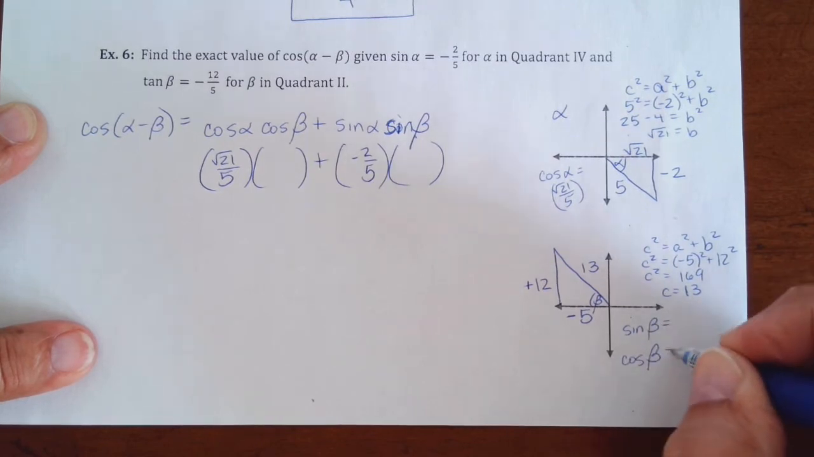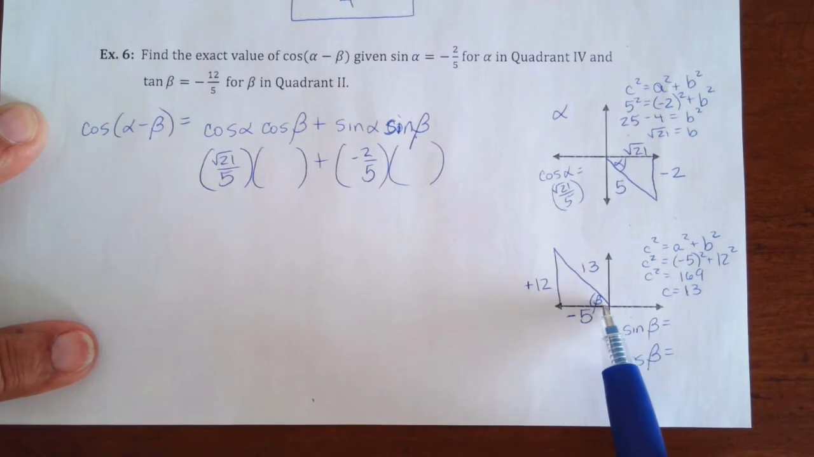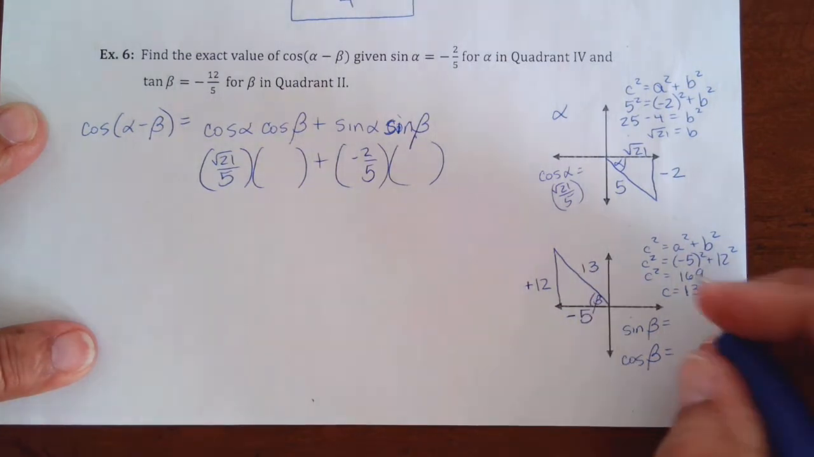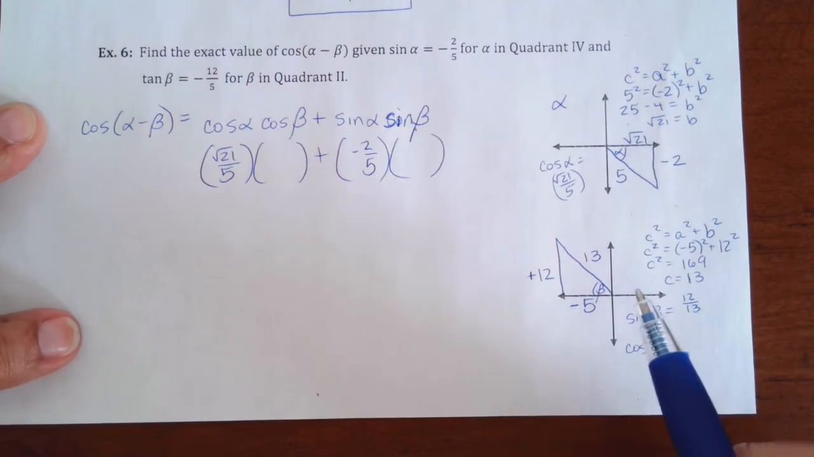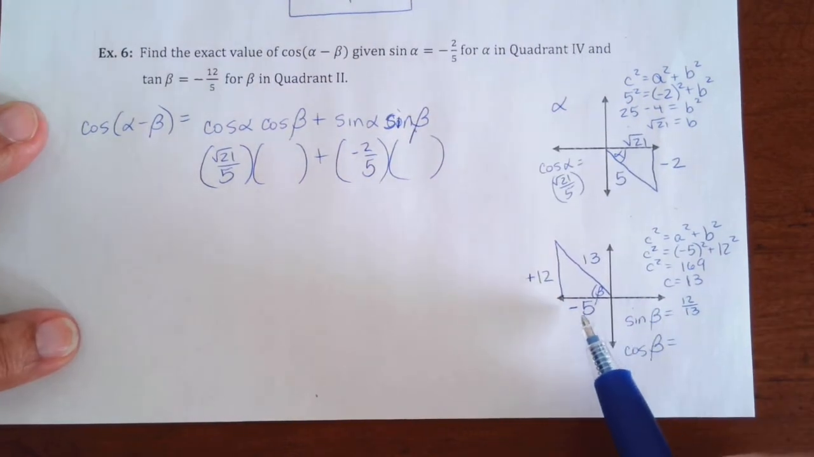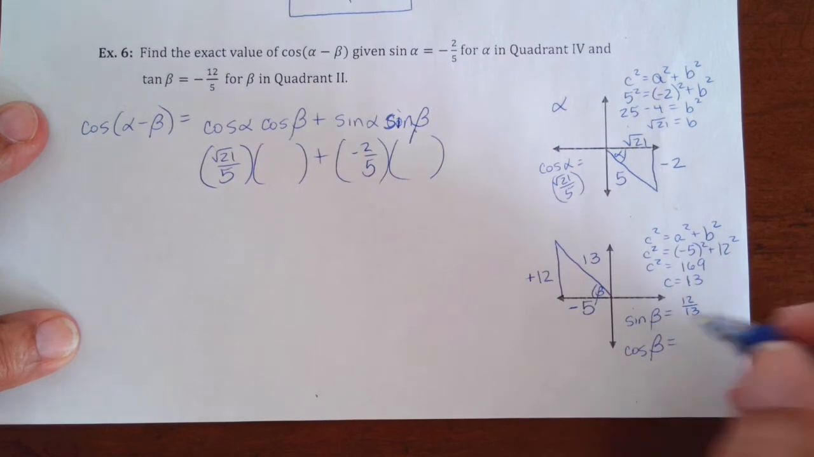Now we have our information. The sine would be opposite over hypotenuse, and we're in the second quadrant, so sines are positive. So that's 12 over 13. And then we have the cosine of beta, which would be adjacent over hypotenuse, so negative 5/13.